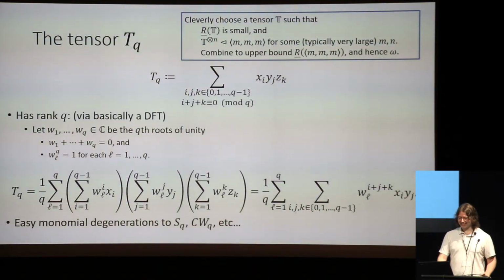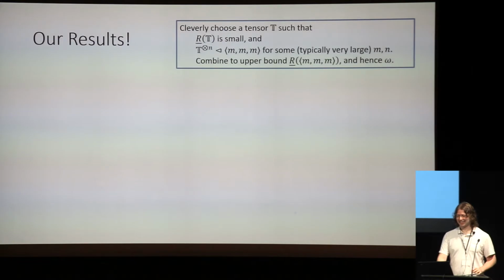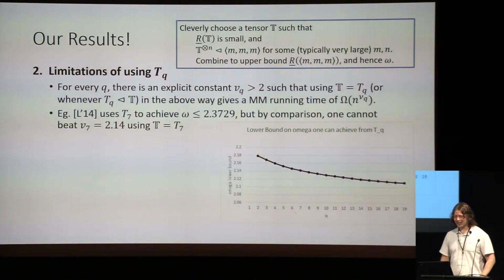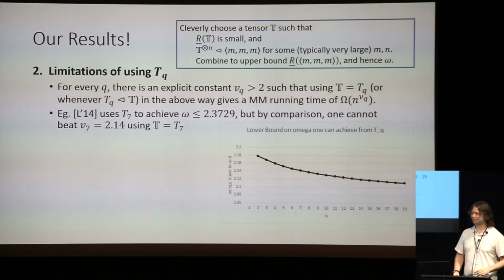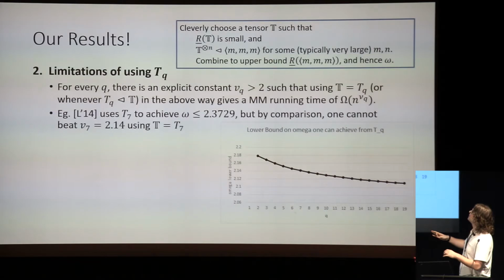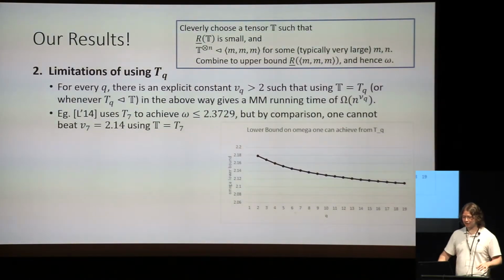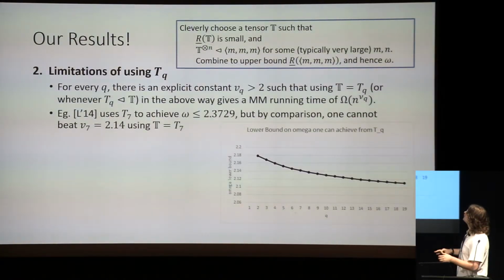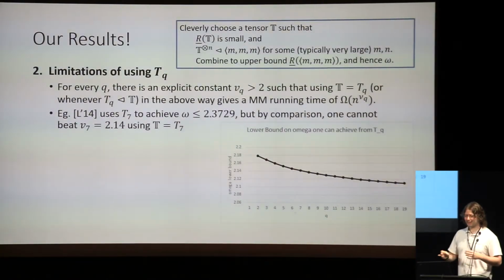Yeah, so with this in mind, let me tell you our second result, which is sort of the namesake result of our paper, which is a limitation of using TQ in this blue box way. So what we show is that for every fixed Q, there's an explicit constant VQ, strictly bigger than 2, such that using TQ or any degeneration of TQ as the tensor in this way to get bounds on omega can't give a matrix mult running time of better than n to the power of VQ. So if you use TQ or a degeneration of it to get your bound on omega, you can't get omega equals 2 in that way.